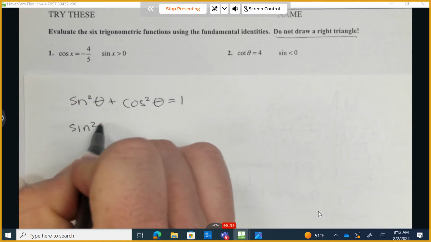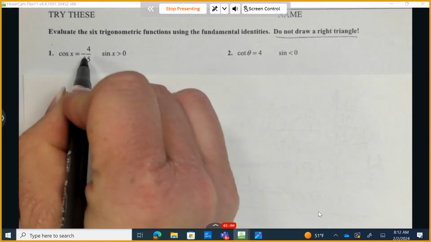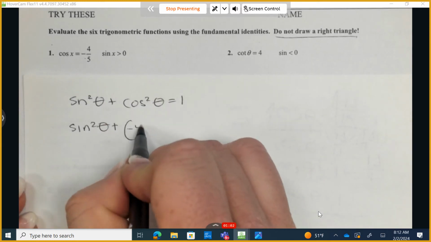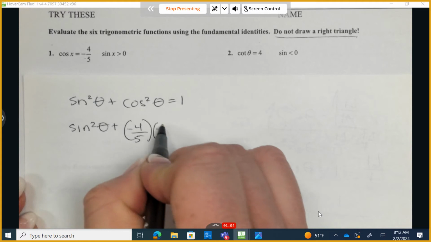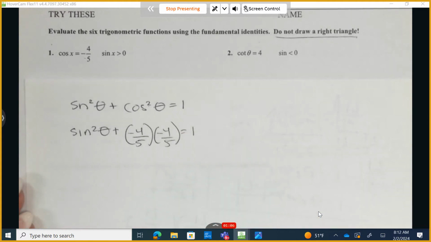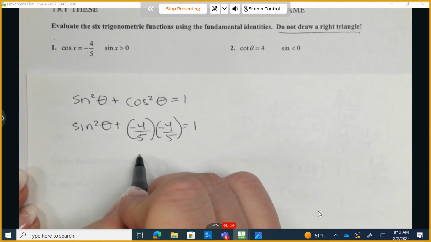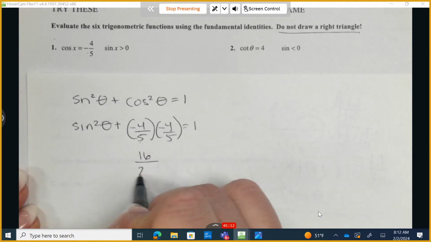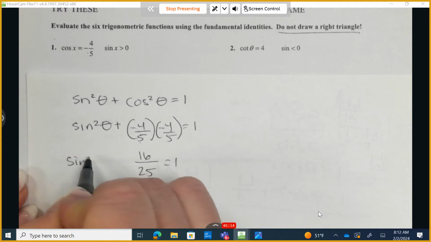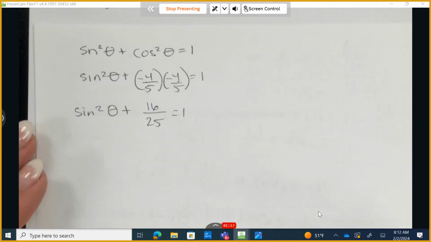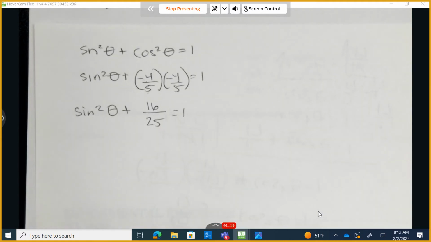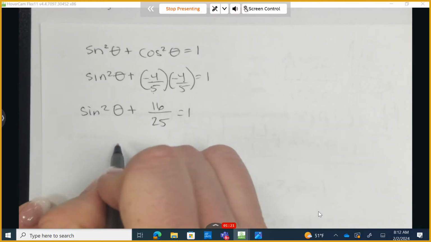So sine squared theta plus, and I'm going to write it twice because when we expand it, squaring it means writing it down twice. We're multiplying it by itself. Two negatives multiply to give you a positive. 4 times 4 is 16. 5 times 5 is 25. And now to isolate the sine, I need to move this to the opposite side. Opposite of adding is subtracting.